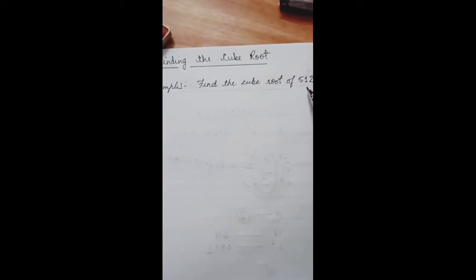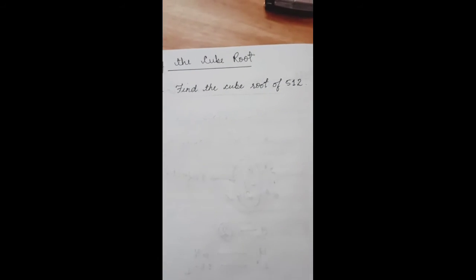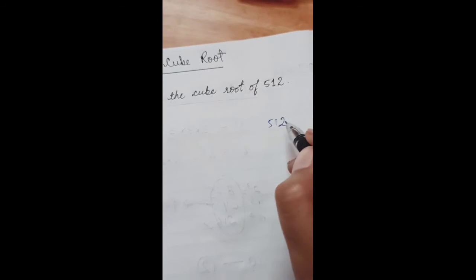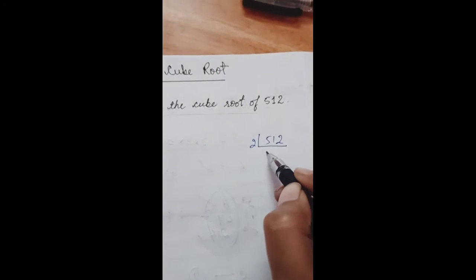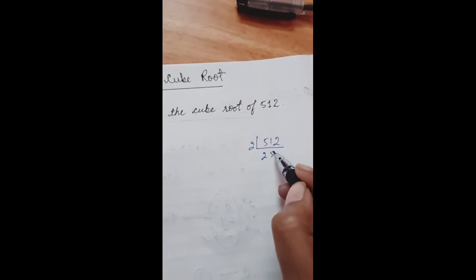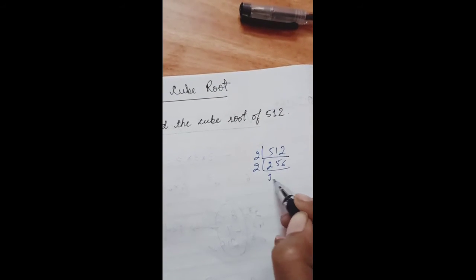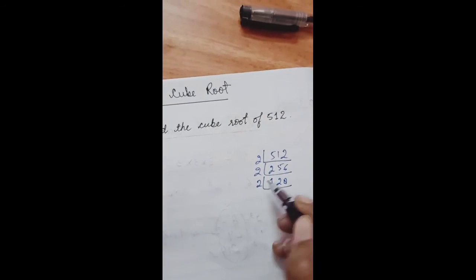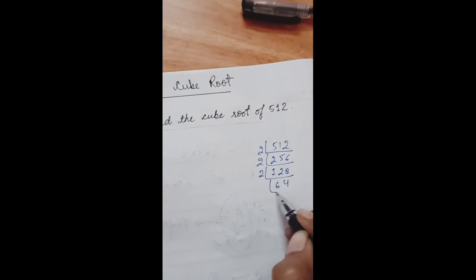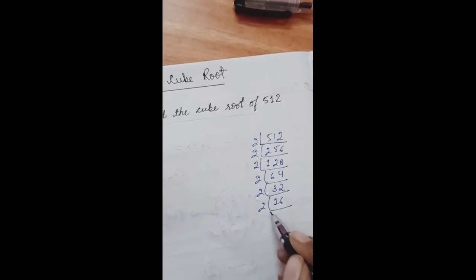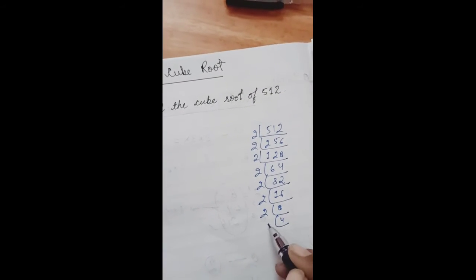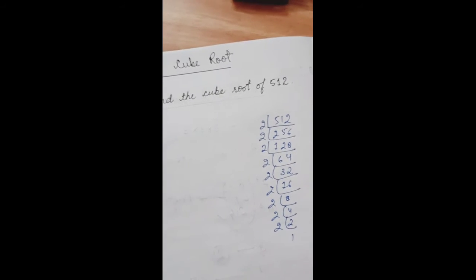I have taken a couple of examples to make you understand how to find the cube root of different numbers. Let's see example 1. Find the cube root of 512. So our first step is we first find the prime factors of 512. So here we get 2 eight times, 2 four times, 2 two times and 2 one time.